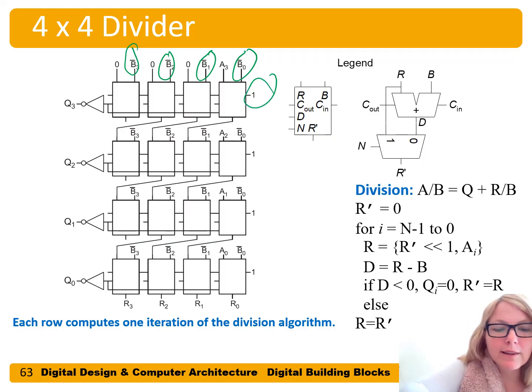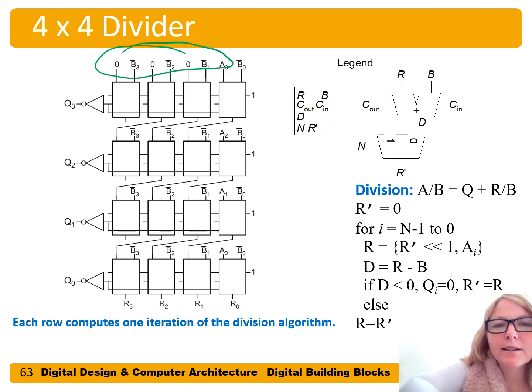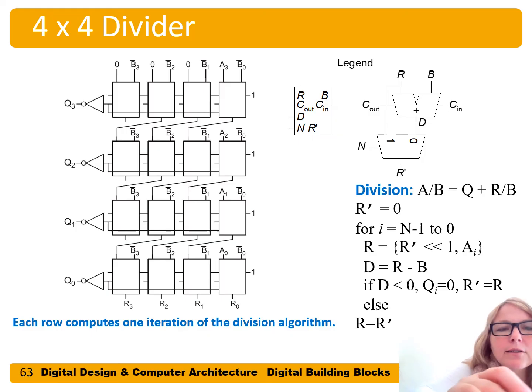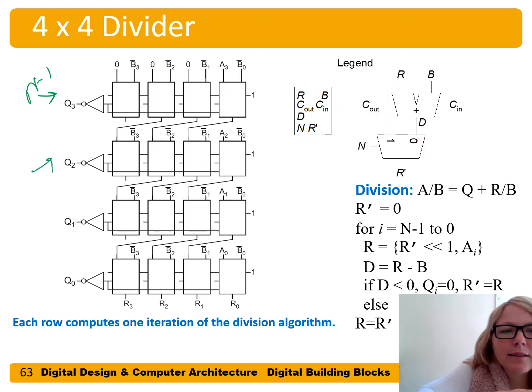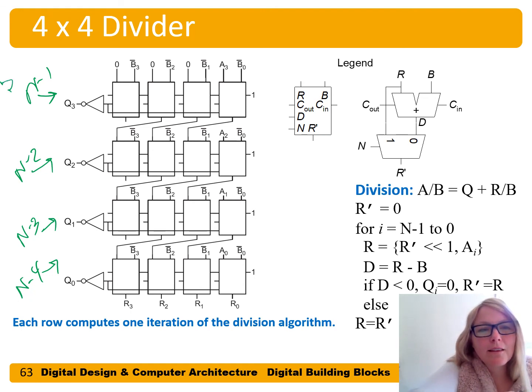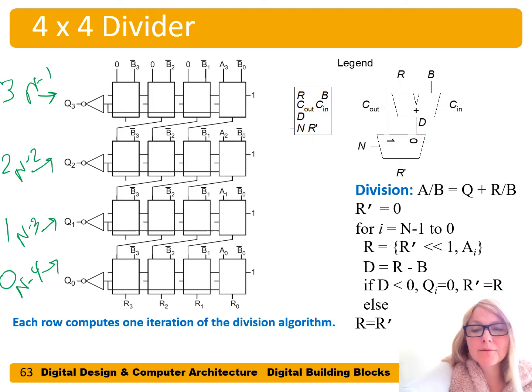So that's doing whatever this is, right? 0, 0, 0, A sub 3. This is that first iteration, 0, 0, 0, A sub I, and this in the first iteration is A sub 3. So each of these is performing an iteration. This is the n minus first iteration. This is the n minus 2 iteration. This is the n minus 3 iteration. And this is the n minus 4 iteration. So in this case, n is 4, and so we have bit 3, bit 2, bit 1, and bit 0 of A being shifted in.